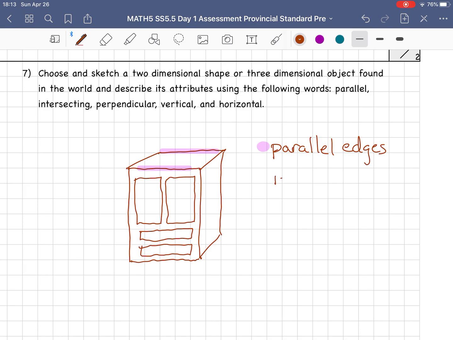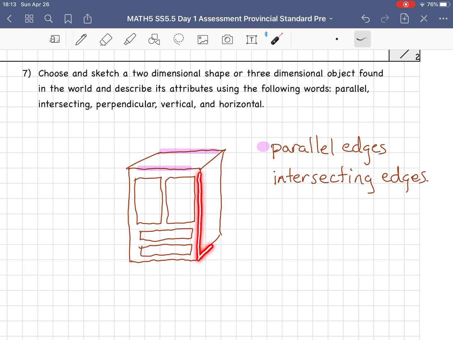Intersecting lines. Those are 2 edges that come together. So let's look at this edge and this edge and this edge. They all intersect at this point there. So I'm going to highlight those in blue. They all intersect right there.